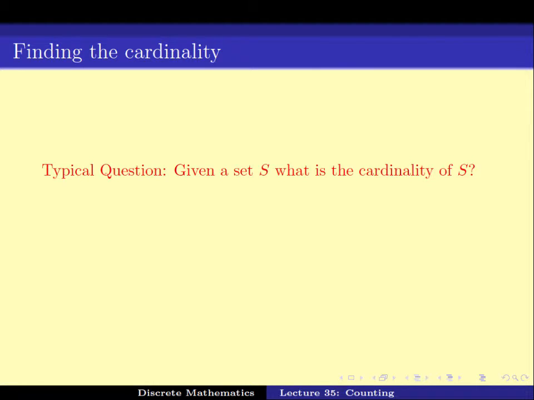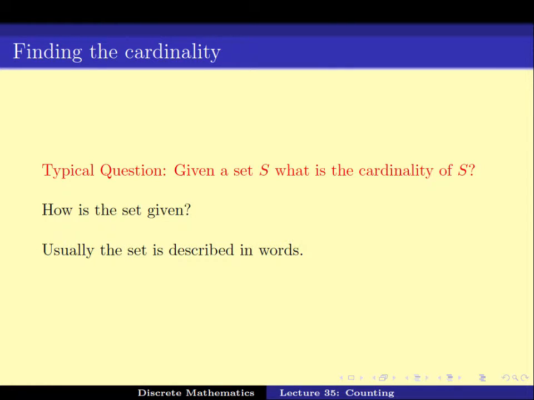Now, the main question is, how is the set given? Most of the time, the set is not given explicitly, meaning the elements of the set are not given explicitly. Instead, it is described in words. And hence, the set S is understood, but the elements of the set S are hard to understand or hard to enumerate. And so the question of counting the number of elements in the set is a valid, important, and sometimes challenging problem.